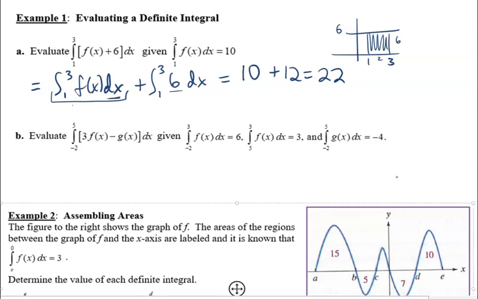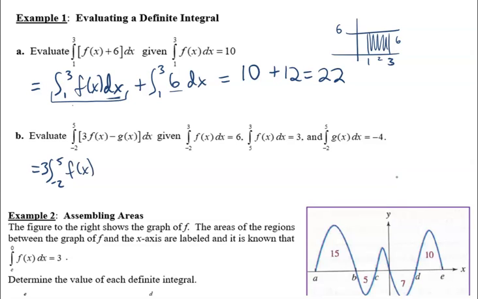Okay, for this one, we're looking for the integral from -2 to 5 of 3 times f minus g, and we're given a few different things. Pay attention to the limits here, okay? So the first thing I'm going to do is I'm going to break this apart, and I'm going to write this as the integral from -2 to 5, I'm going to write it as 3, factor that 3 out, times the integral from -2 to 5 of f of x dx, minus the integral from -2 to 5 of g of x dx, okay?